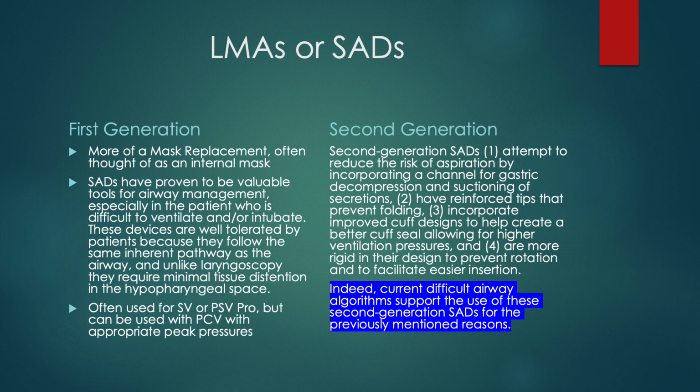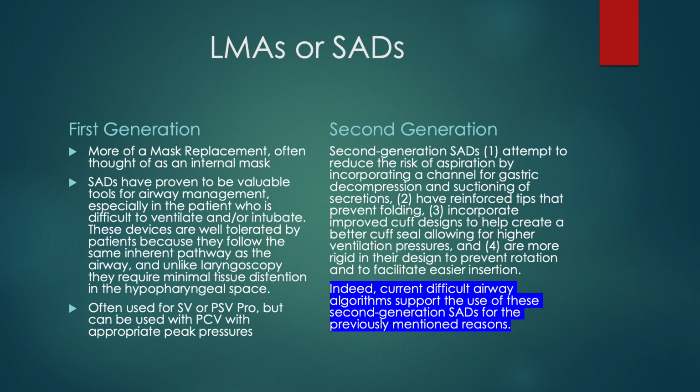LMAs are suited, okay, in emergency situations to help ventilate, but otherwise fasting patients. They have to be fasting, okay? Emergency surgery. If they have a bowel obstruction, if it's a trauma, unless it's a rescue device, you're not placing an LMA for those cases.